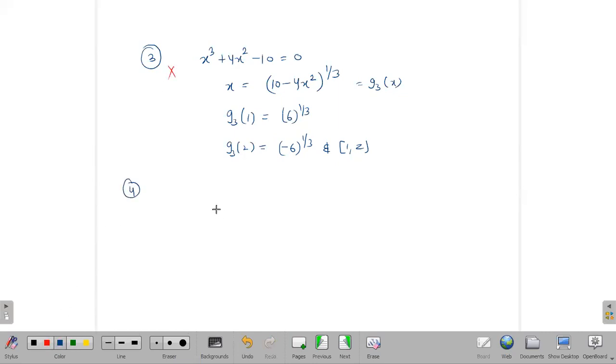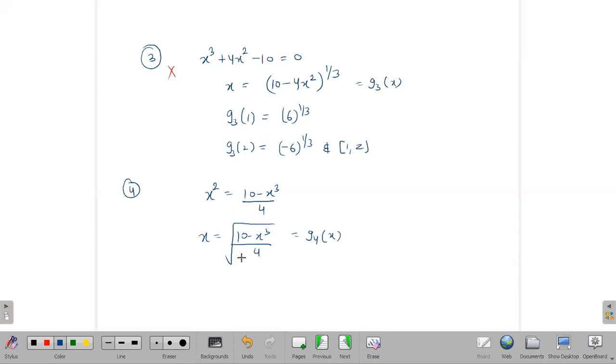And fourth one, if I take x square is equal to 10 minus x cube divided by 4, I have taken 4x square into the left side and 10 minus x cube into the right side. So then I can take x as a 10 minus x cube divided by 4. This is G4 of x. Can you try for this?